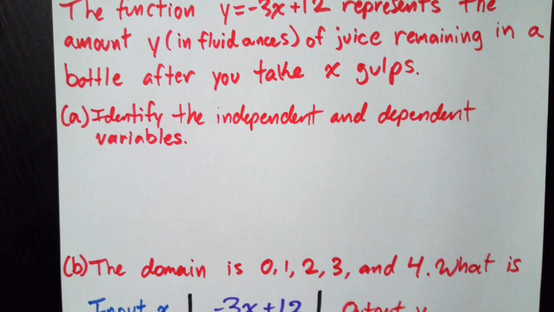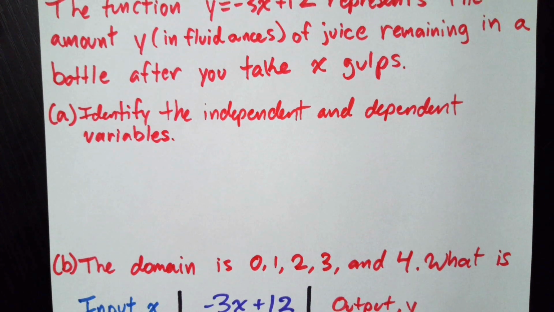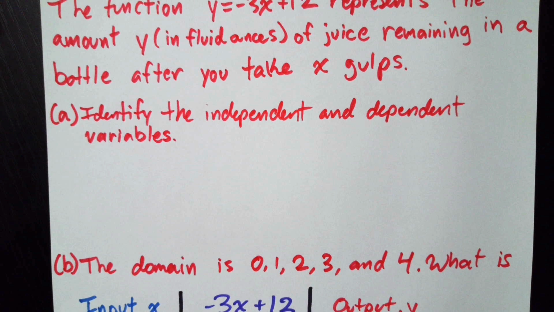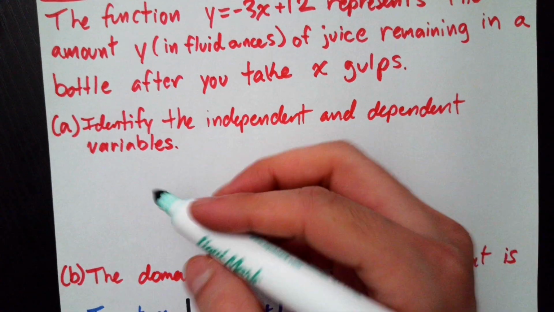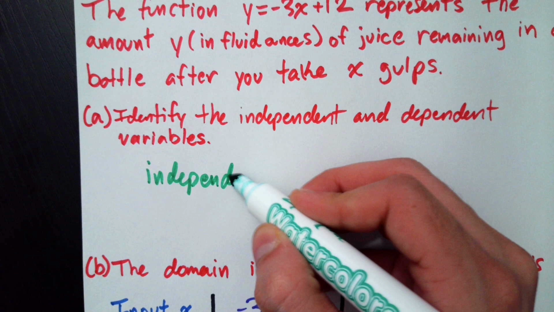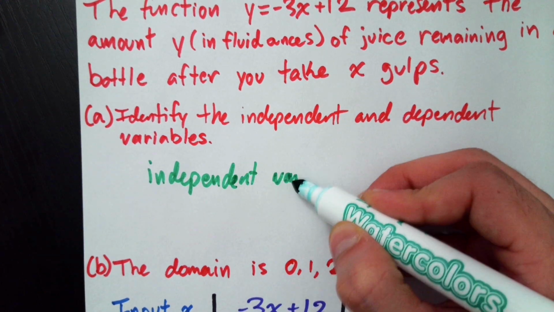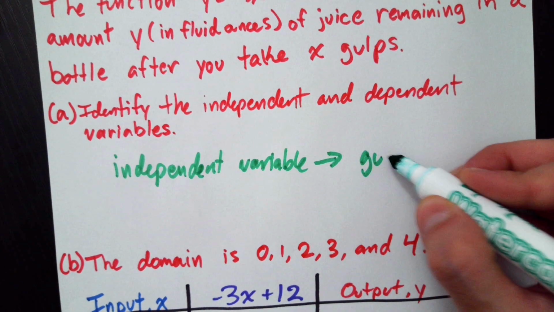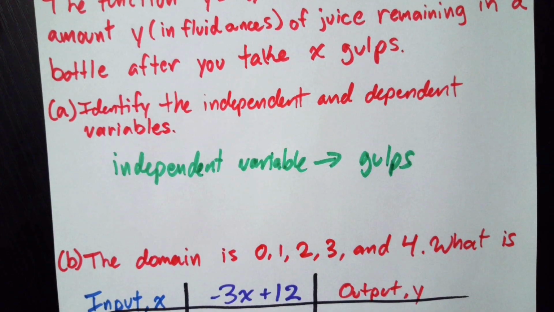So for part A, it's really easy. We don't really have to do any math whatsoever. We have to just think about what the independent and dependent variables are. Now, in our notes, we said that independent variables usually tend to be connected to my x values. So, in this case, my independent variable needs to be gulps. How many gulps am I taking from this water bottle?